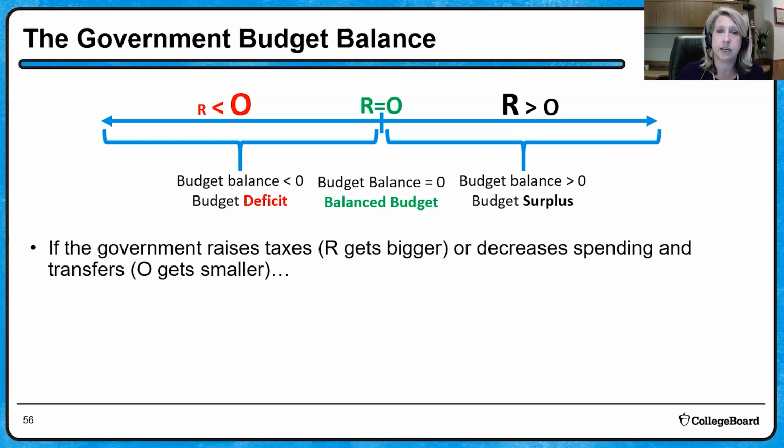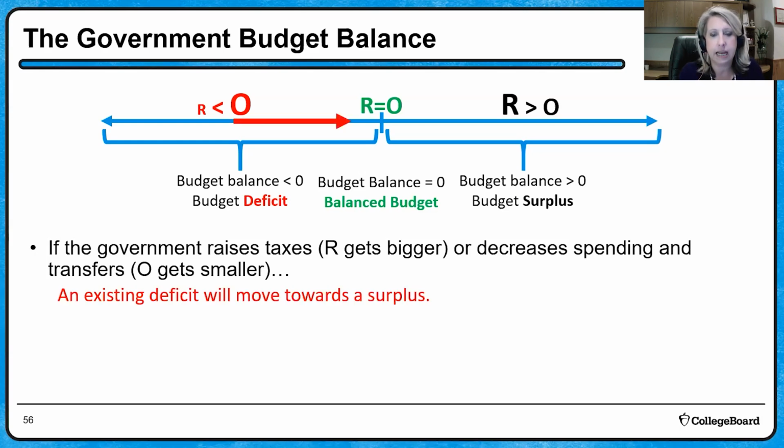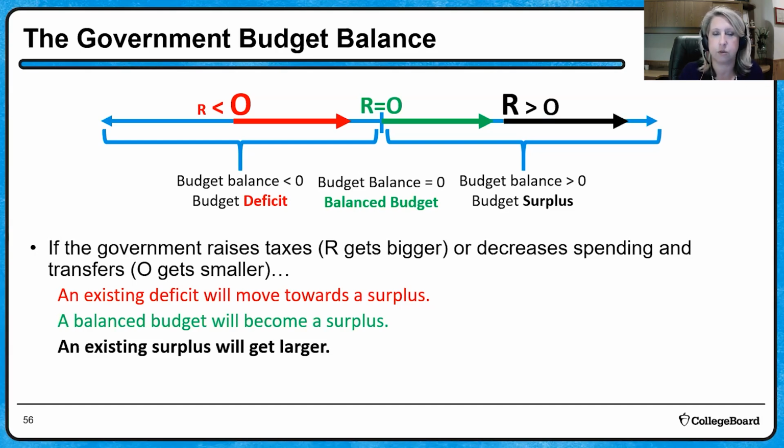Now the reverse is true. If the government conducts contractionary policy, any contractionary policy, if it increases taxes, decreases spending, decreases transfers, if R is getting bigger and O is getting smaller, we're moving towards the surplus side of the account. An existing deficit will move towards a surplus, a balanced budget will become a surplus, and an existing surplus will get larger if the government conducts contractionary policy. So that's a tool to help you measure the government budget balance.